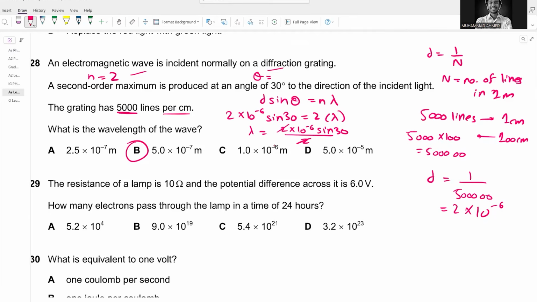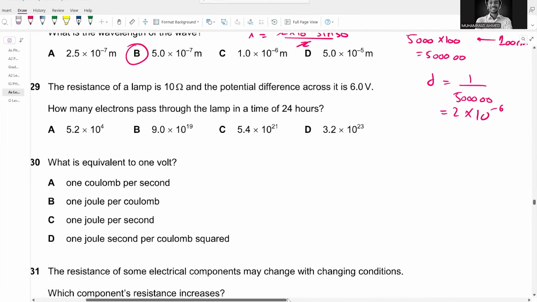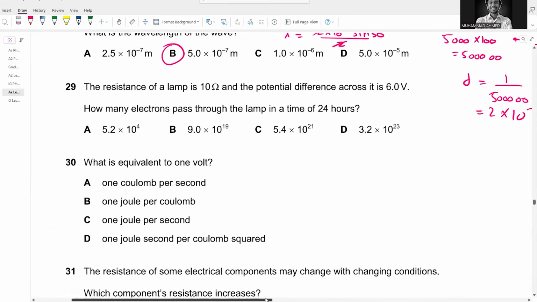बी. आगे बढ़ते हैं. The resistance of a lamp is 10 ohms. The potential difference across the lamp is 6 volts. How many electrons pass the lamp in 24 hours? Okay. So the resistance of the lamp is this. The voltage is this. Can you calculate the current? V is equal to IR. Voltage 6, current I, resistance 10. 6 divided by 10 comes out to be 0.6 ampere.